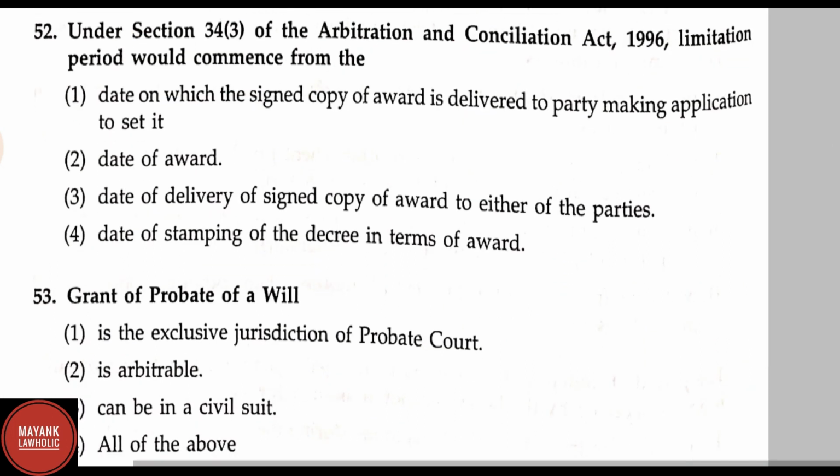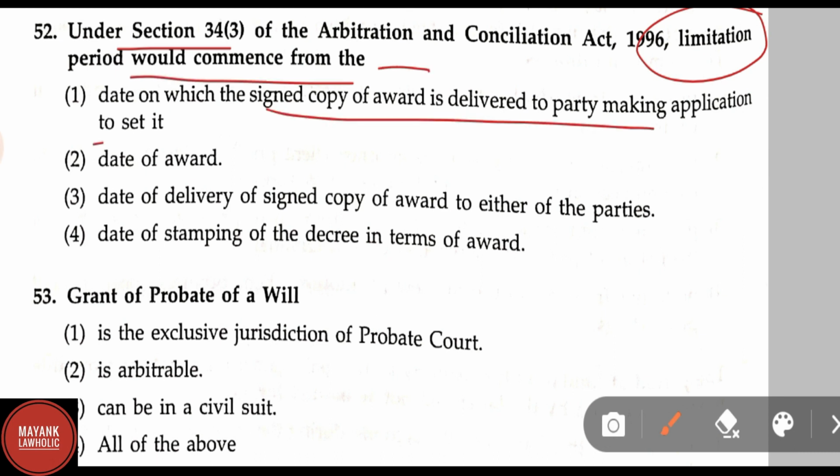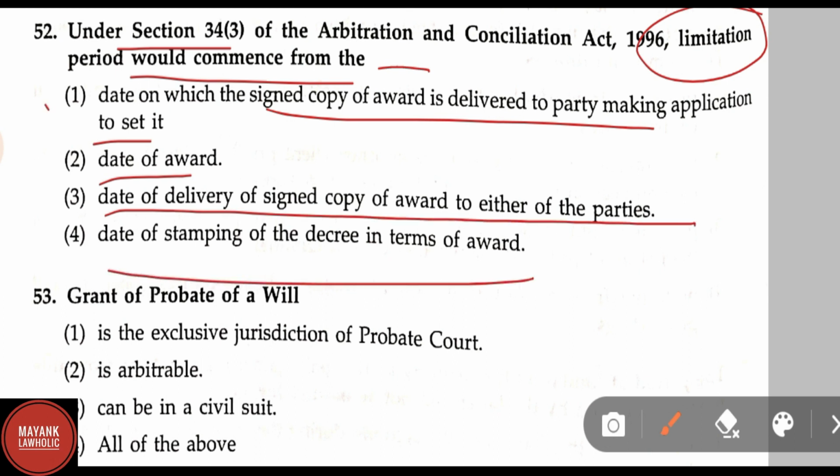Question number 52. Under section 34 clause 3 of the Arbitration and Conciliation Act 1996, the limitation period would commence from: option 1, the date on which a signed copy of the award was delivered to the party making the application to set it aside; option 2, the date of award; option 3, the date of delivery of a signed copy of the award to either of the parties; and option 4, the date of stamping of the decree in terms of the award. It's very easy. Option 1 is the correct answer: the date on which the signed copy of the award is delivered to the party making the application to set it aside.